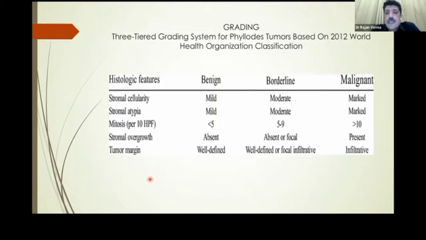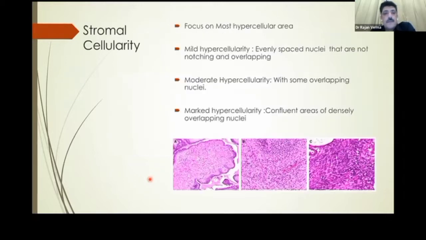So the benign ones have mild stromal cellularity. If you go towards the malignant, they have marked stromal cellularity. Stromal atypia is also mild to marked from benign to malignant. And the mitosis, which is very important, is less than 5 in benign and more than 10 in malignant. Anything which falls in between becomes a borderline category. We will discuss stromal overgrowth, what exactly it is, and how we see it. So this is what the classification is about in WHO.